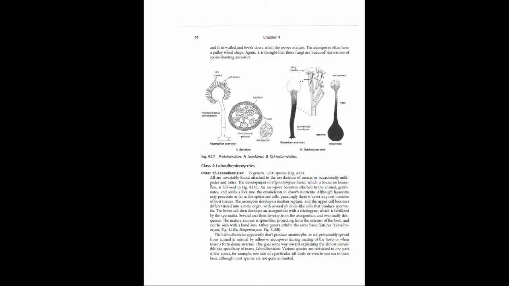Class 4 Laboulbeniomycetes. Order 12 Laboulbeniales, 75 genera, 1,700 species, Fig 4.18. All are invariably found attached to the exoskeleton of insects or occasionally millipedes and mites. The development of Stigmatomyces baeri, which is found on houseflies, is followed in Fig 4.18c. An ascospore becomes attached to the animal, germinates, and sends a foot into the exoskeleton to absorb nutrients. Although haustoria may penetrate as far as the epidermal cells, puzzlingly there is never any real invasion of host tissues.